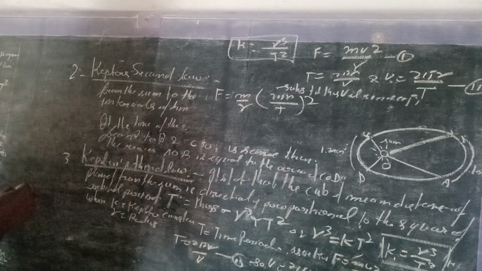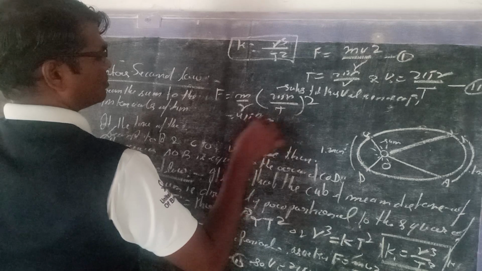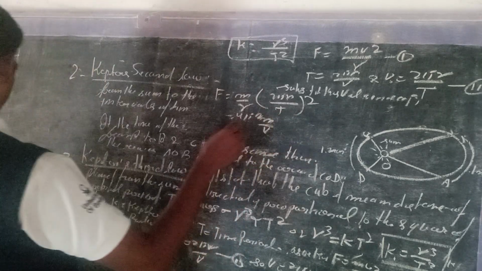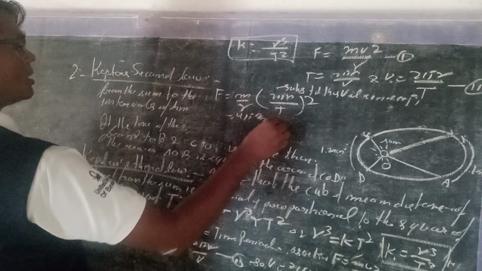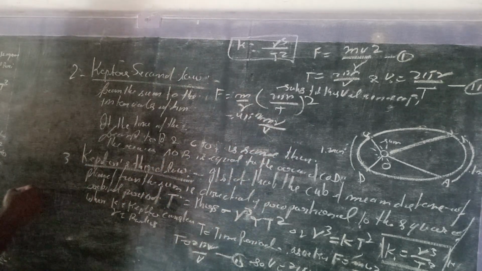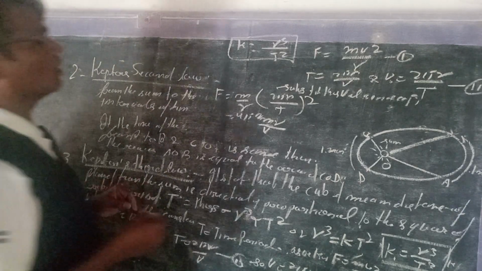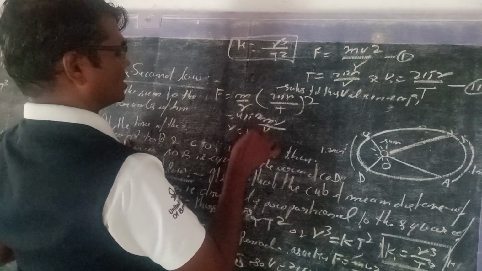As we know, 2 pi R by T is V, so we get 2 pi squared, that is 4 pi squared m R by T squared. And R is equal to K T squared.